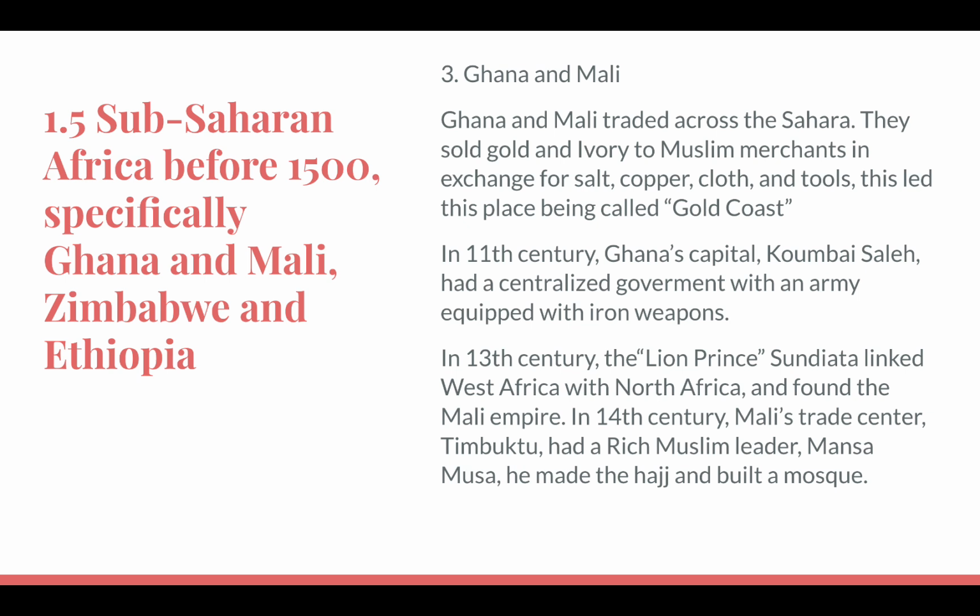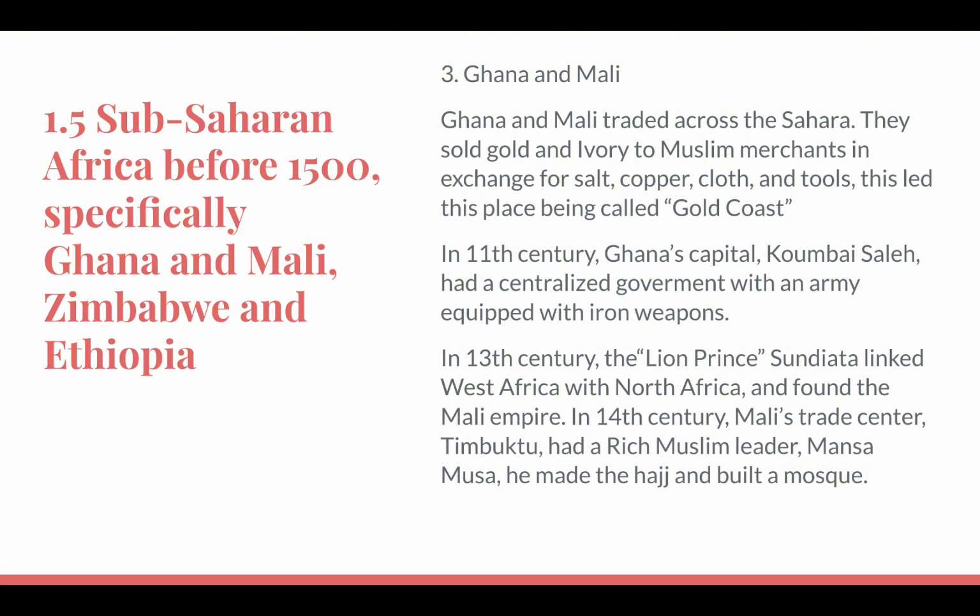We're now going to one of our main topics, Ghana and Mali. Ghana and Mali traded across the Sahara Desert. They sold gold and ivory to Muslim merchants in exchange for salt, copper, cloth, and tools. This led this place to be called the Gold Coast. In the 11th century, Ghana's capital, Kumbi Saleh, had a centralized government with an army equipped with iron weapons. In the 13th century, the Lion Prince Sundiata linked West Africa with North Africa and founded the Mali Empire.